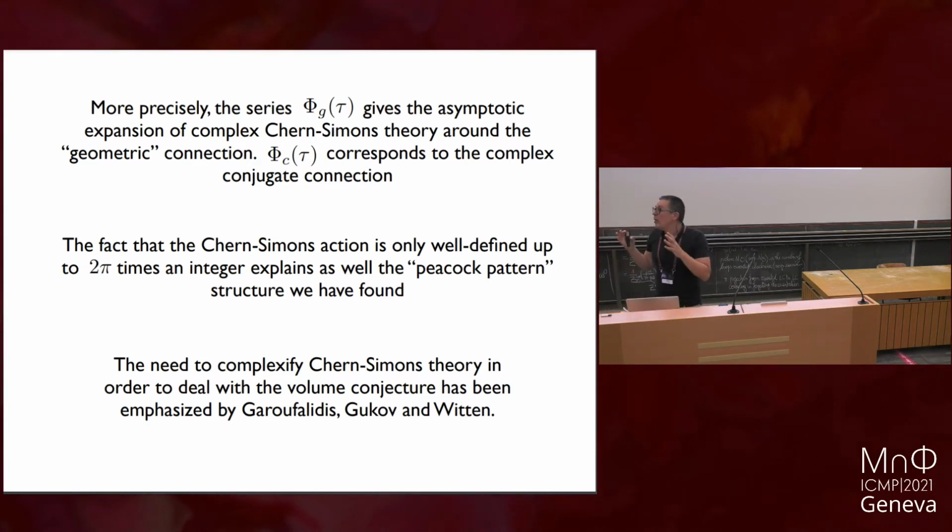So this is actually very specific to this theory, to this Chern-Simons theory. We don't expect, for example, this structure to appear in Yang-Mills, because precisely the multivaluedness of this Chern-Simons action is what is going to lead to these towers. Okay?